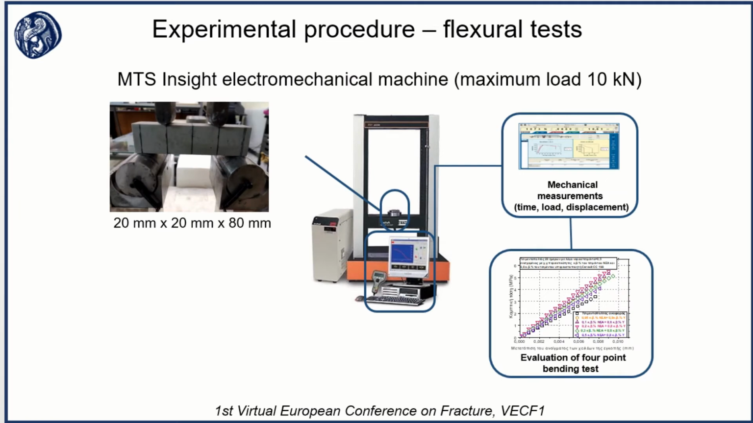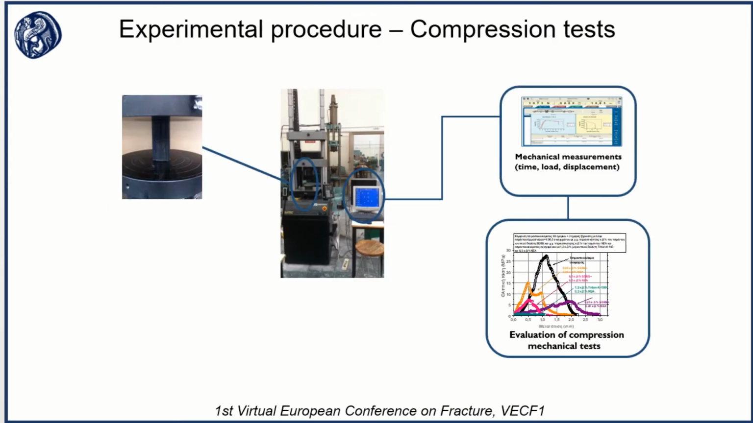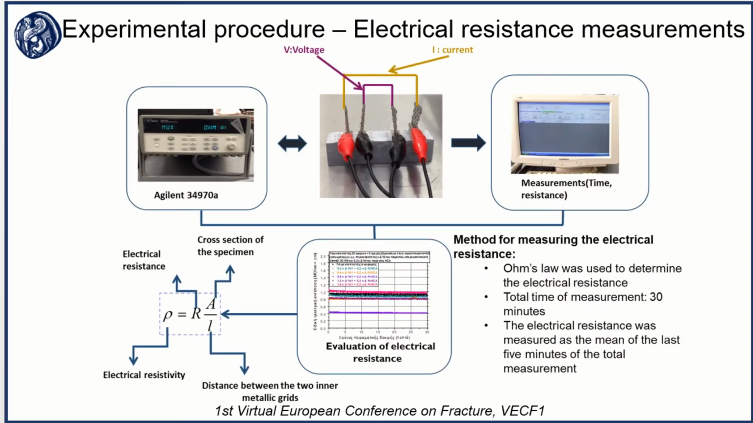The first step of the experimental procedure consisted of the flexural tests that were performed in an MTS Insight electromechanical machine with maximum load at 10 kilonewton. Afterwards, the compression tests followed. And finally, we made the electrical resistance measurements with the 4-wire method, and the method for measuring the electrical resistance was Ohm's law. The total time of measurement was 30 minutes. The electrical resistance was measured as the mean of the last 5 minutes of the total measurement.